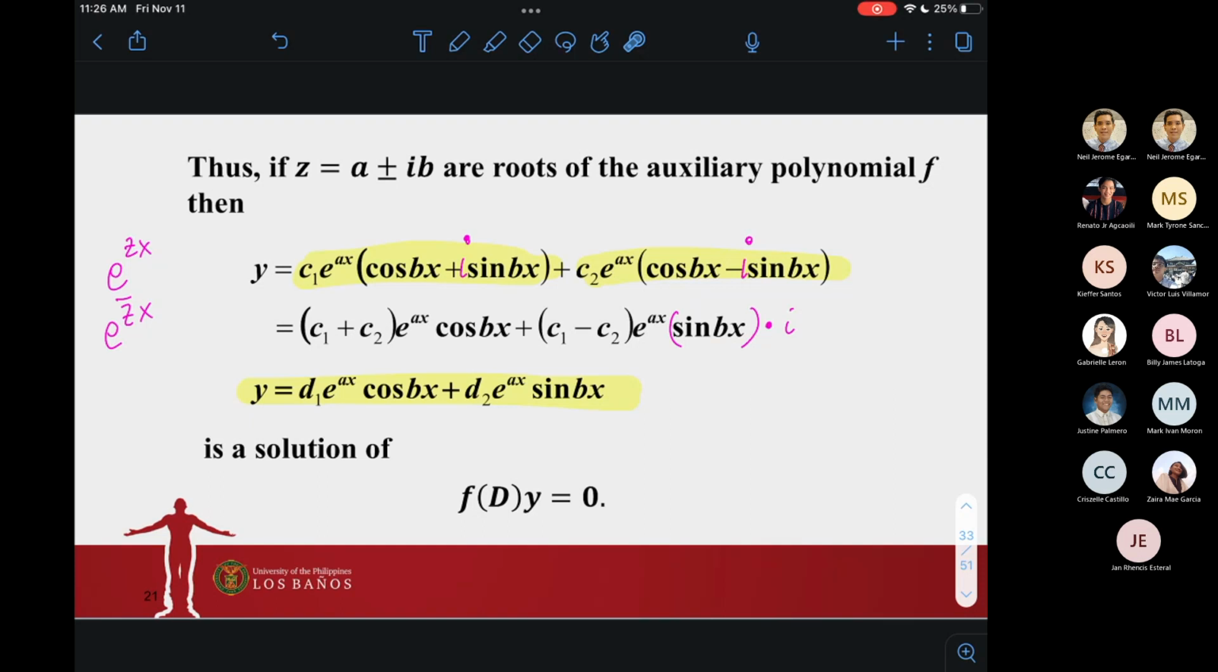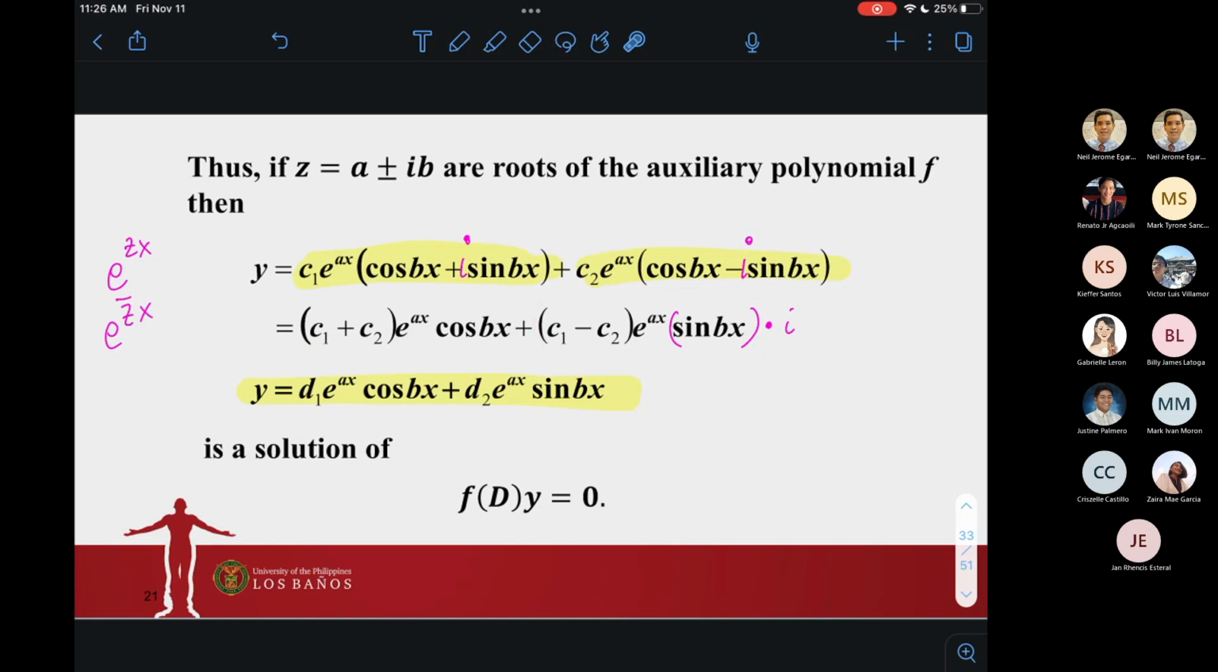Okay? So, pag ginrupo mo na sila, makukuha mo yung common factor nila. Ang common factor ay C1, i-factor out mo yung e to the ax cosine bx mula dun sa group na parehas may e to the ax cosine bx. So ito yung makukuha mo. Tapos dun sa pangalawang grupo na may sine bx, ito naman yung makukuha mo.